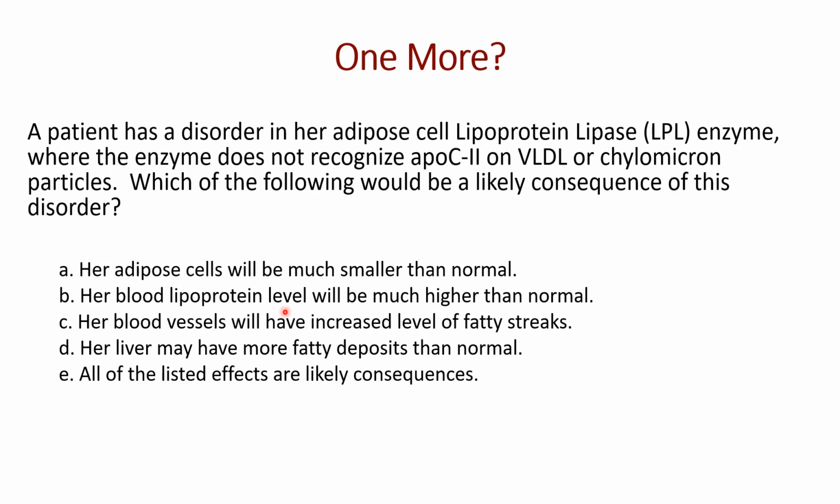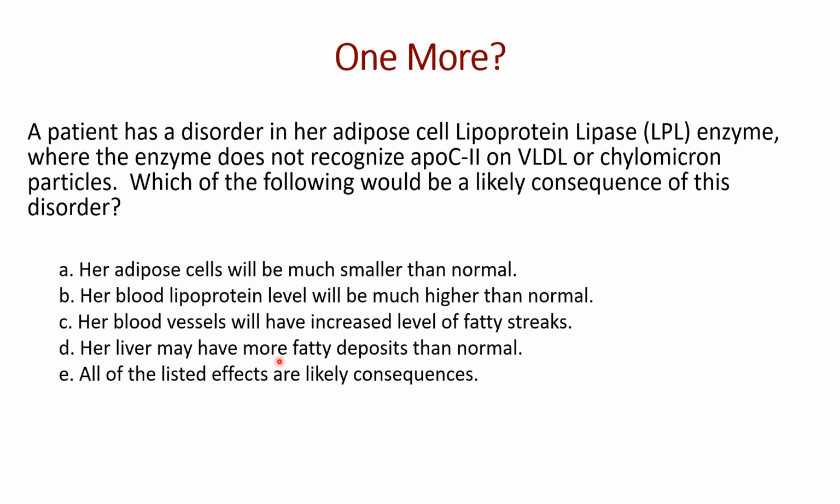Her blood vessels will have increased level of fatty streaks. Well, we haven't talked about that yet, but when we talk about cholesterol and LDL, we'll see what a fatty streak is. And we'll find out that if there's too much lipoprotein in the blood and they don't get consumed by the cells, they have a horrible habit of aggregating, sticking together, sticking to the wall of the blood vessel, and making what's called fatty streaks, which is the beginning of vascular pathology.